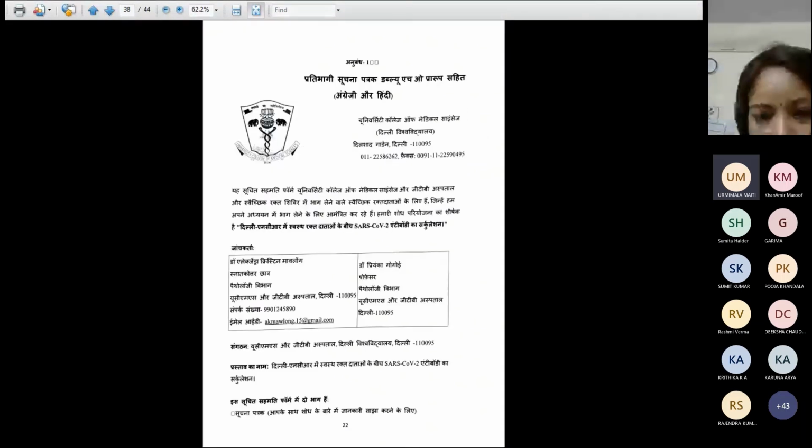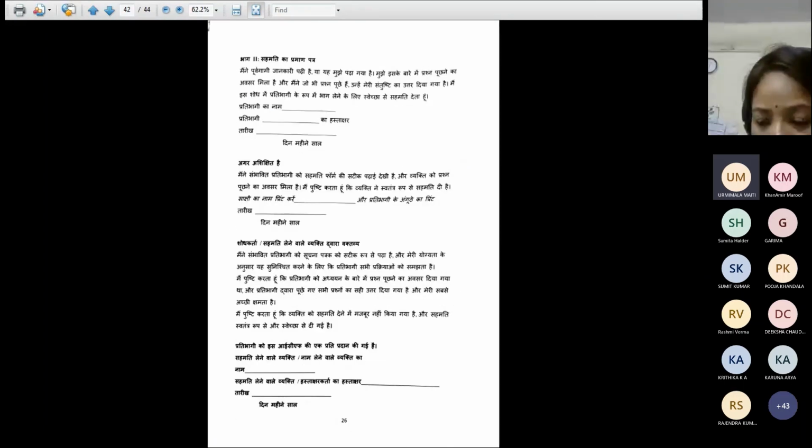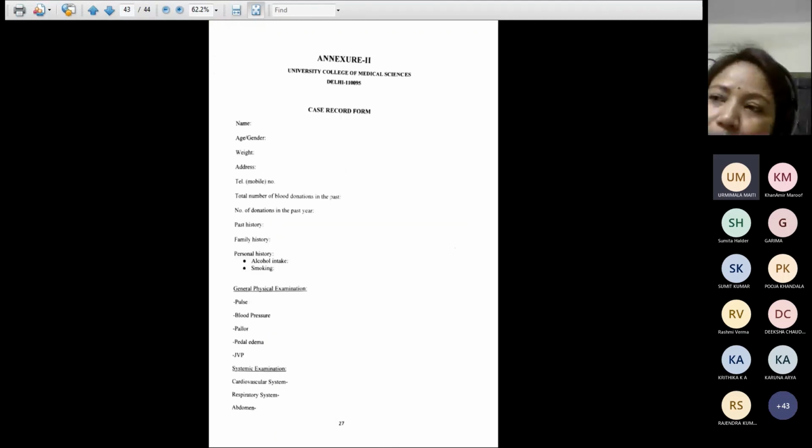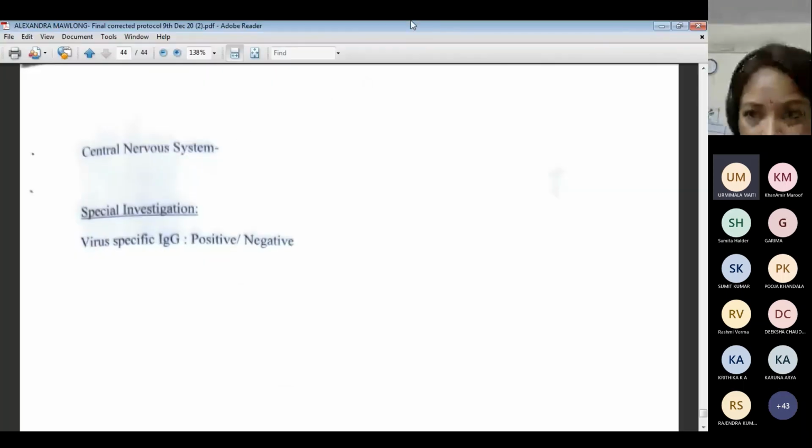And the same thing is in Hindi now. When you are making the PIS in the local language, please try to be as simple as possible. Sometimes Google translation can create issues, so just look into it. So this is annexure 2, which will have the case record form. That's all. I hope that gives you a fair idea of how you fill up the IEC proposal.